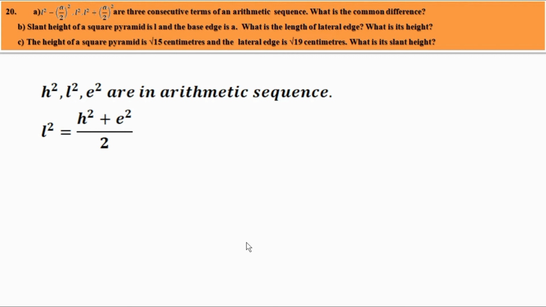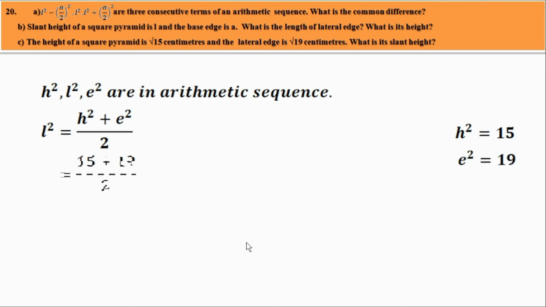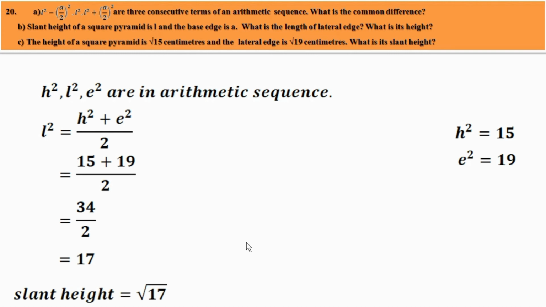Here H is root 15, so H square is 15, and E is root 19, so E square is 19. So L square is equal to (15 plus 19) by 2, that is 34 by 2 or 17. So L is equal to root of 17, that is, the slant height is equal to root 17 centimeters.